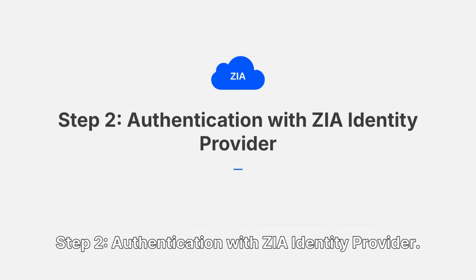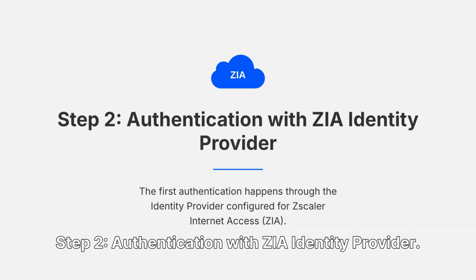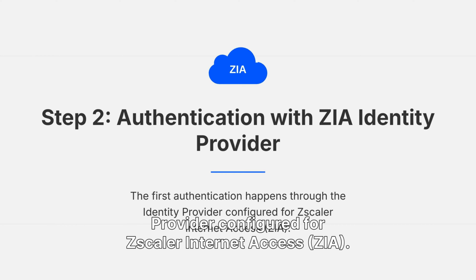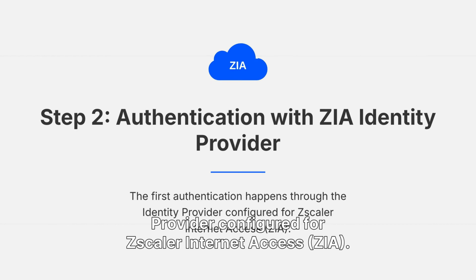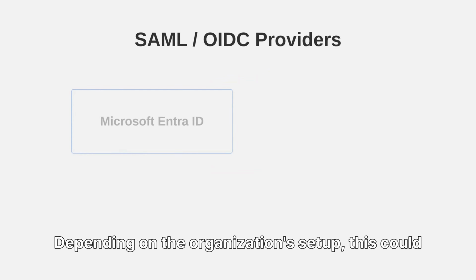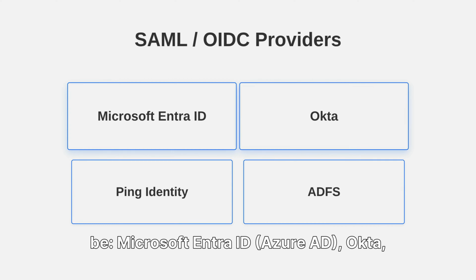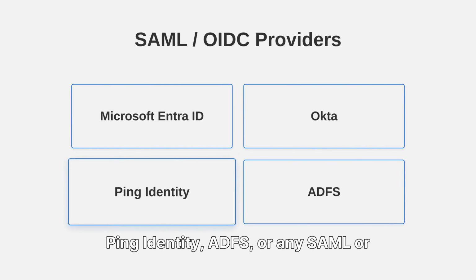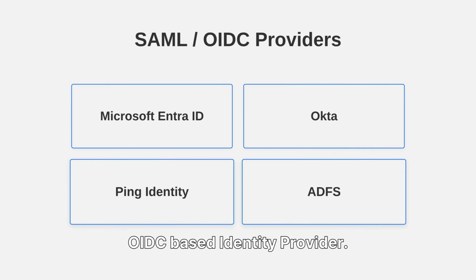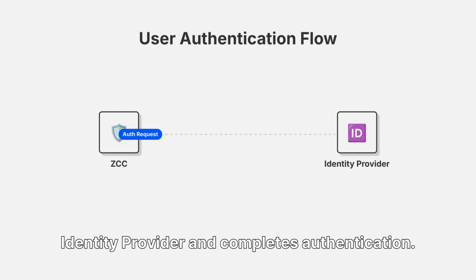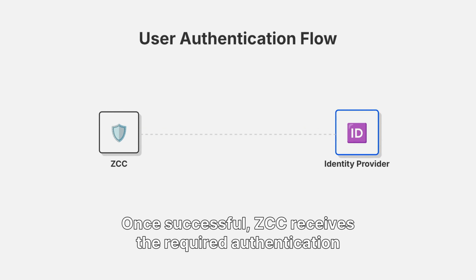Step 2. Authentication with ZIA Identity Provider. The first authentication happens through the identity provider configured for Zscaler Internet Access, ZIA. Depending on the organization setup, this could be Microsoft Entra ID, Azure AD, Okta, Ping Identity, ADFS, or any SAML or OIDC-based identity provider. The user is redirected to the configured identity provider and completes authentication. Once successful, ZCC receives the required authentication tokens.